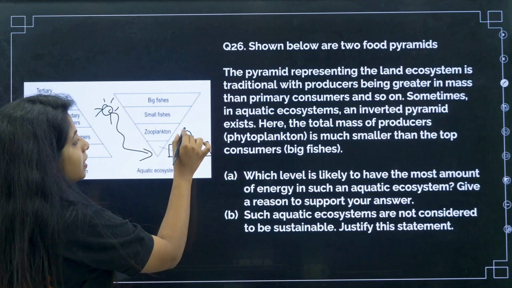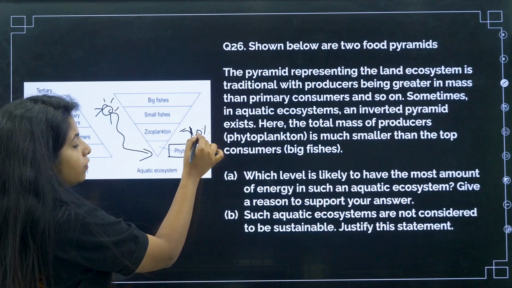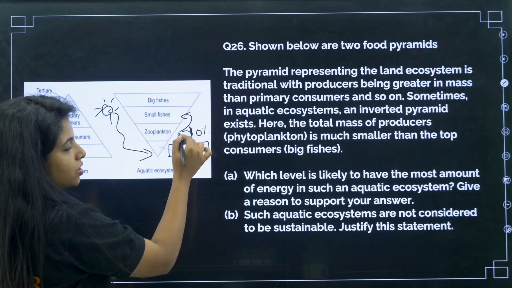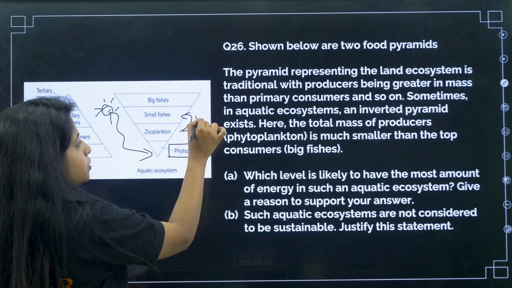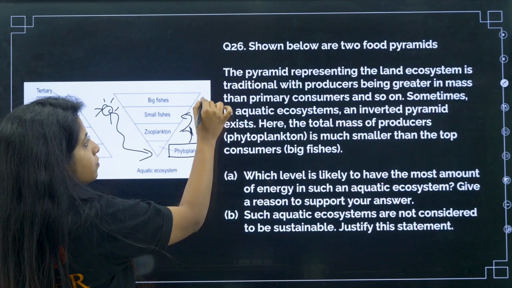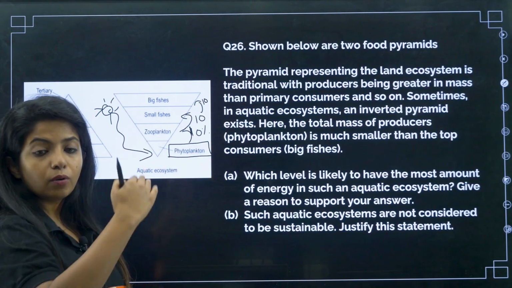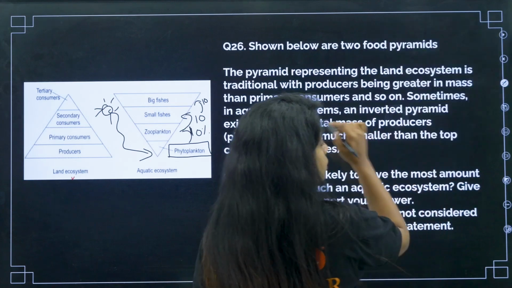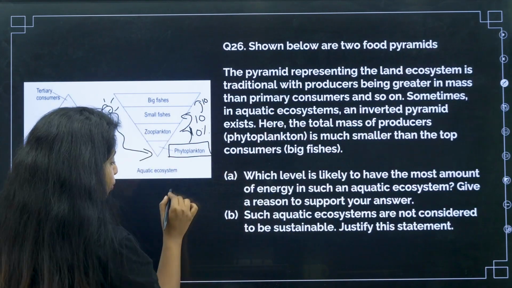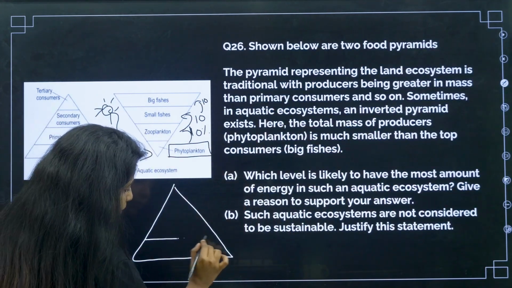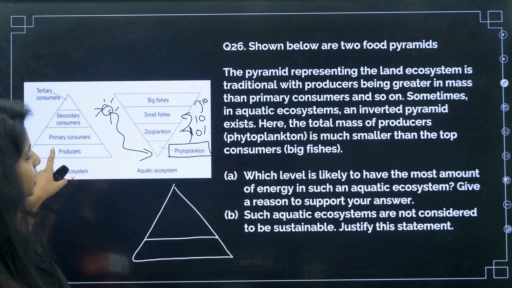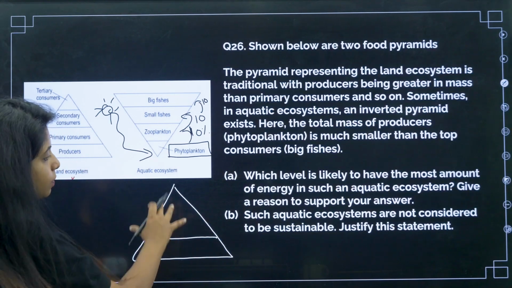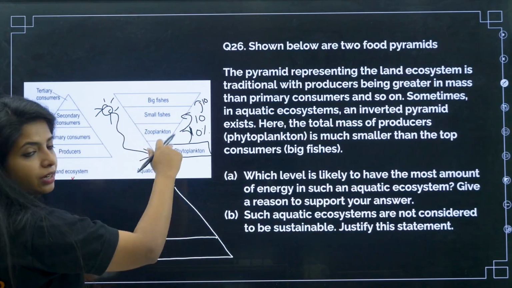Now they will be passing it, 10% of it will be passed to the next trophic level. Similarly, 10% of this will be given, 10% of this will be given. So if you go above, the level of energy goes down. So this is the pyramid of biomass, but in the case of the pyramid of energy, the base will always be like this. It is upright. What do you call this pyramid? Upright. So it cannot be inverted like this.